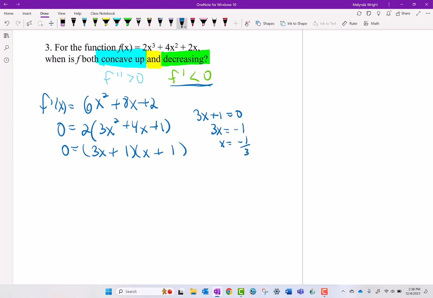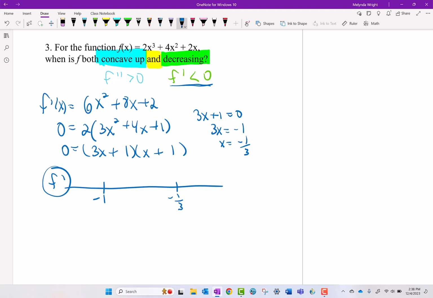And I think you can probably do this one in your head. If you set x plus 1 equal to 0, you would get negative 1. So that's what's going on our sign chart. What do we need? We need a negative 1 and a negative 1/3. And of course, we need to put them in order. Negative 1, negative 1/3. Now this is a sign chart for f prime.